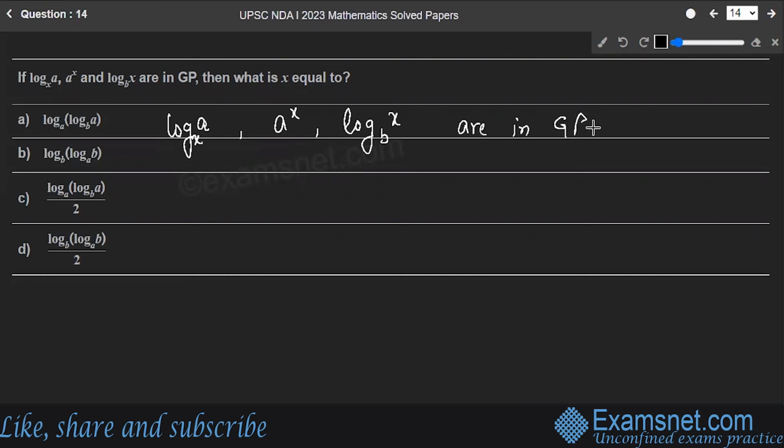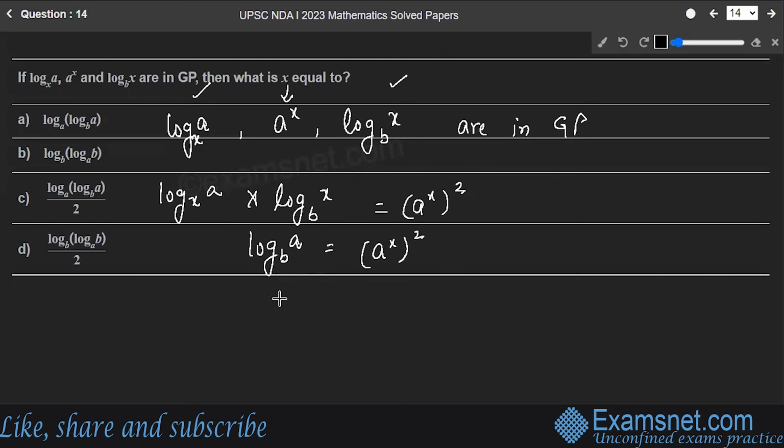So if they are in GP, you know the product of the first and the third term is equal to the square of the second, which simply means log a to the base x multiplied by log x to the base b is equal to a raised to power x whole square. Then since they are in multiplication, this can be written as log a to the base b is equal to this. That's it. So now taking log on both sides.